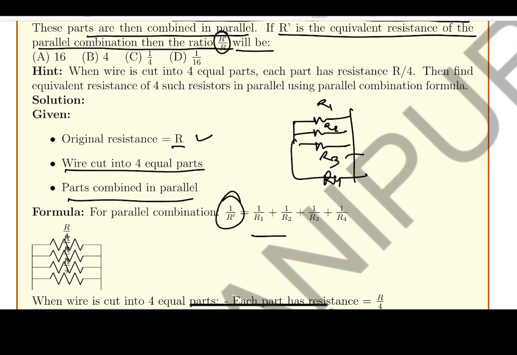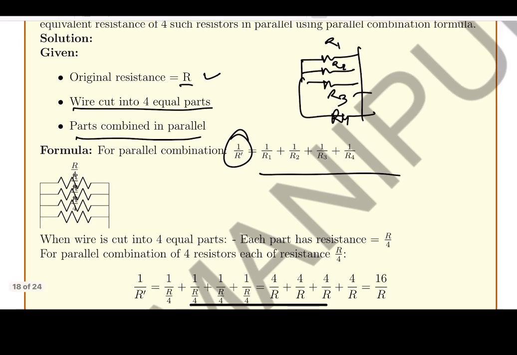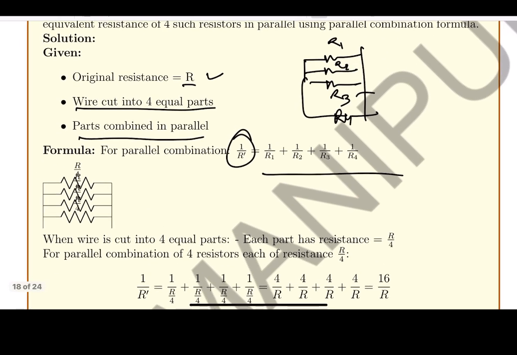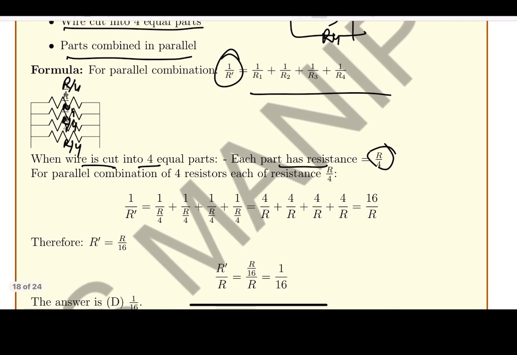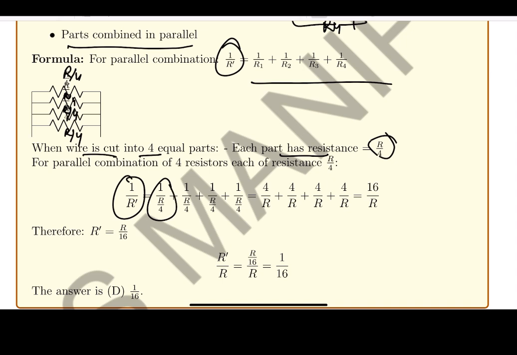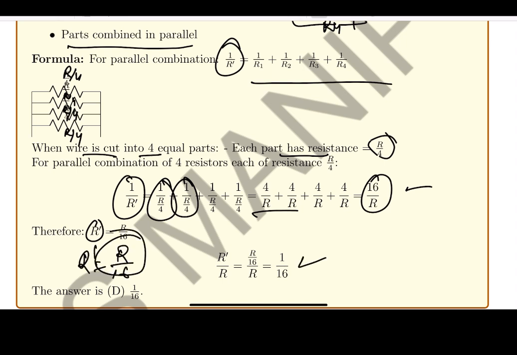So 1 by R dash is combined in parallel like this. This is R1, R divided by 4, R divided by 4, R divided by 4, R divided by 4. When a wire is cut into 4 equal parts, each part has resistance R by 4. Now use 1 by R by 4, then you find out 16 by R, finish. Therefore the new resistance R dash will be R by 16.